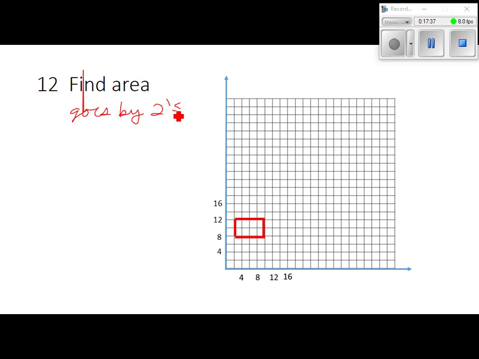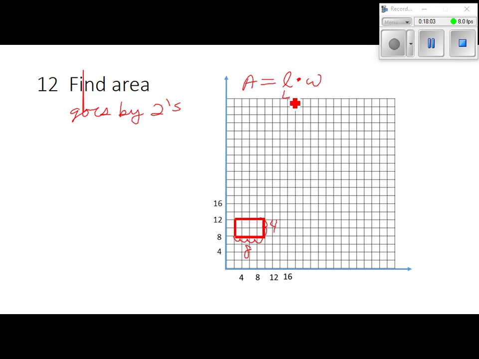So when I count, this is a rectangle again. We're still trying to find the area, so area is going to be length times width or base times height, whichever one you want to use. When I go to find this and I count 1, 2, 3, 4, that side's not 4 units long. It goes by twos, so it's actually 8 units long. This side we count and it goes 1, 2. It's not 2 units long, it's 2 times 2, which is 4 units long.